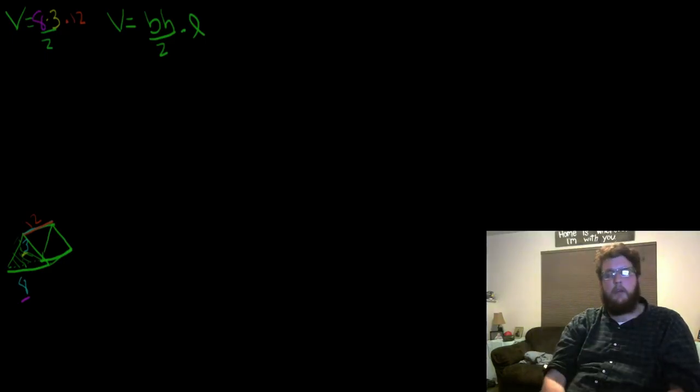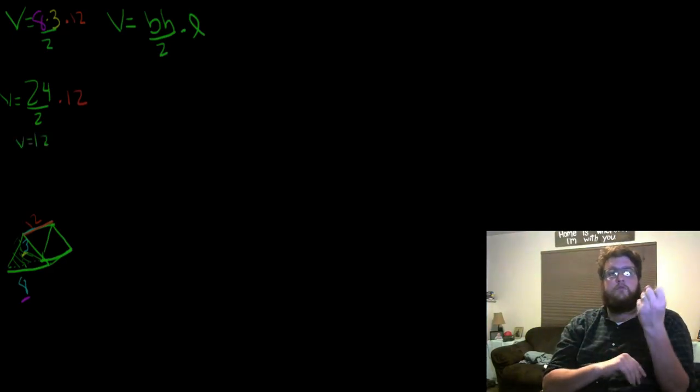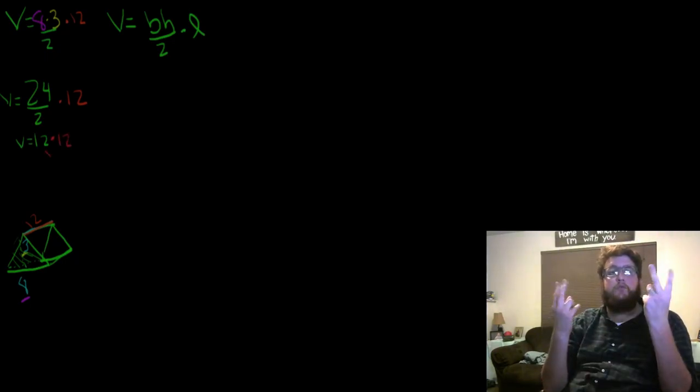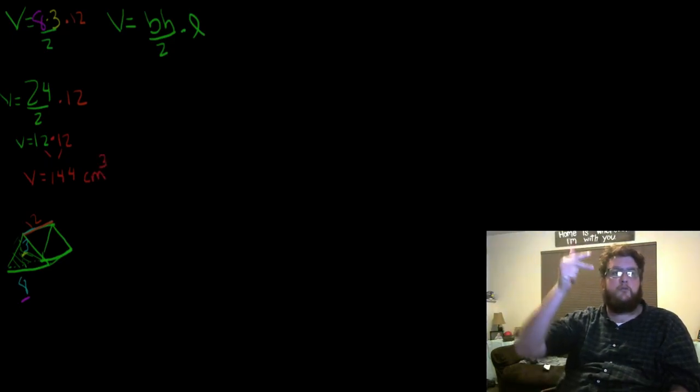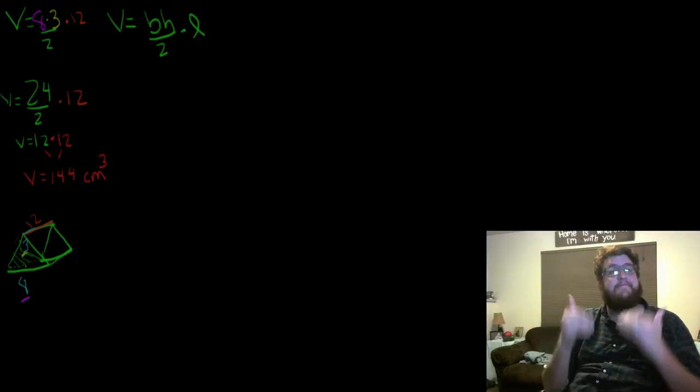8 times 3 is 24. 24 divided by 2 is 12. 12 times 12 is 144. So our volume is 144, and this gives us centimeters cubed, our units. And that's the end of this one. Get started on number 8. I'll be right there.